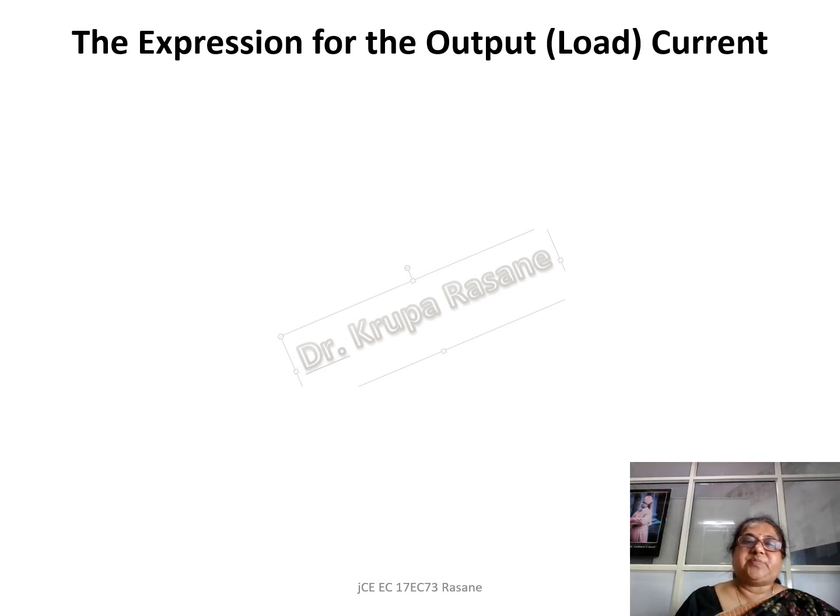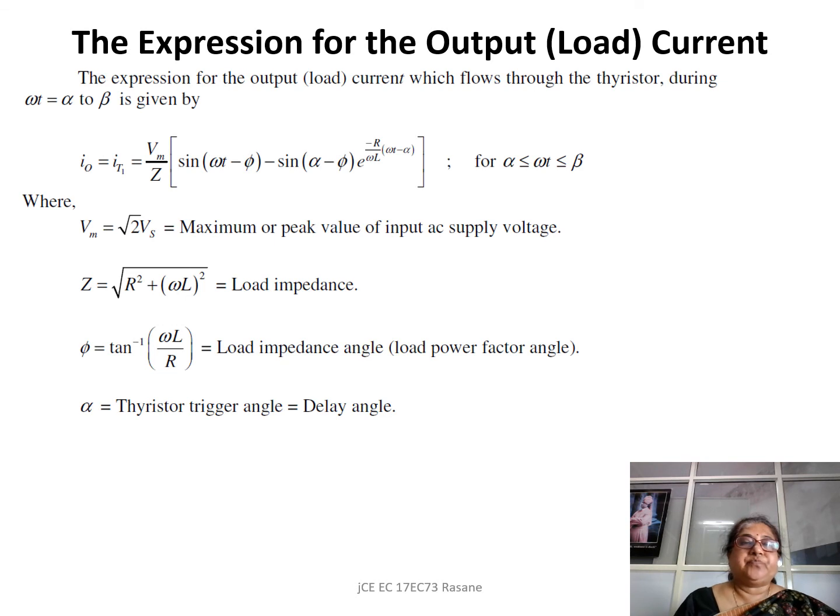So the first one, the expression for the output load current. The expression for the output load current which flows through the thyristor during alpha to beta. That expression can be got based on the impedance that is there at the output. It is derived by I0 is equal to IT1 because for alpha to beta, the current is carried by T1. So I'll call it IT1 and that same current also flows through the load.